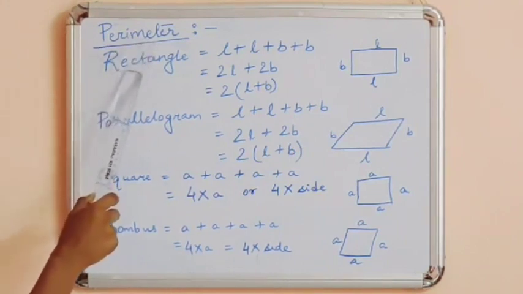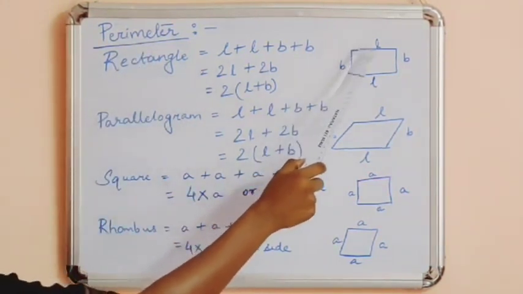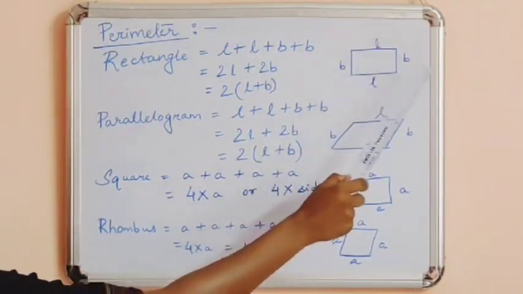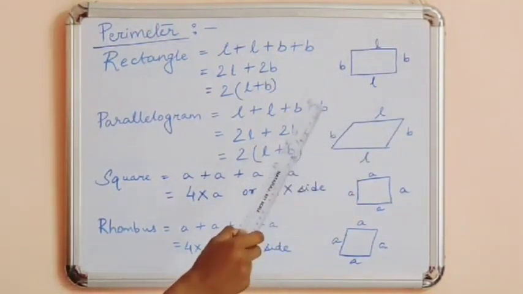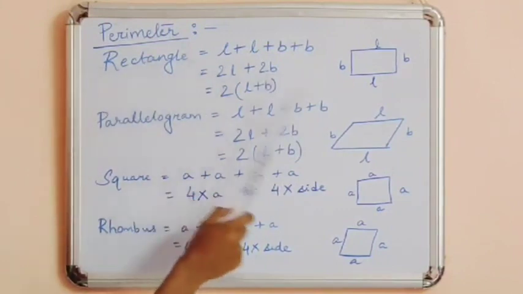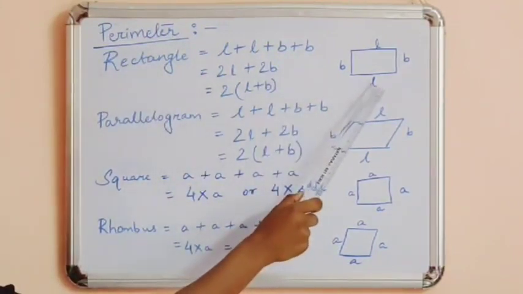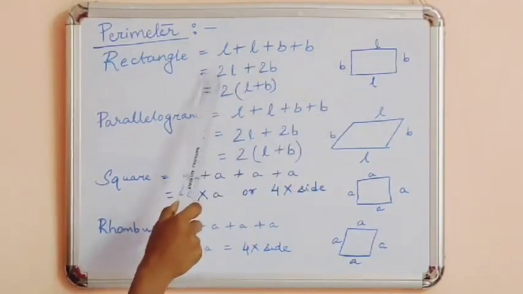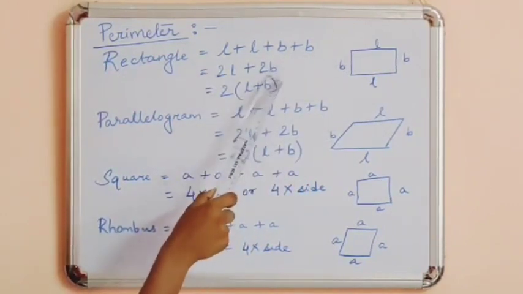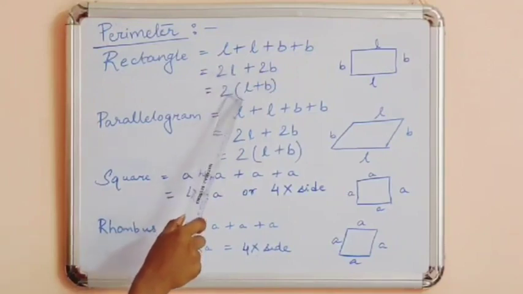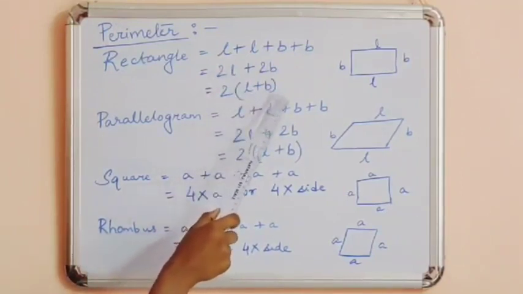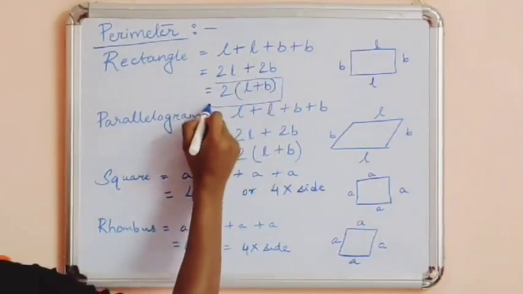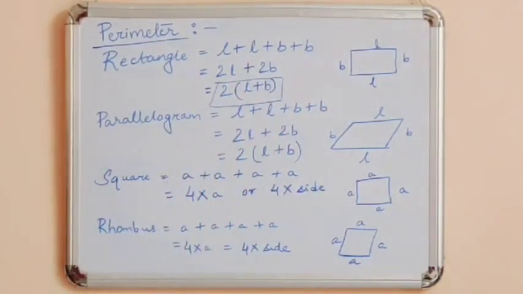Perimeter of the rectangle. A rectangle is a 4-sided figure in which opposite pair of sides are equal to each other. So the perimeter will be L plus B plus L plus B, or you could write this as 2L plus 2B. Taking out 2 as common, we will get 2 into (L plus B). So this is the formula for perimeter of a rectangle.